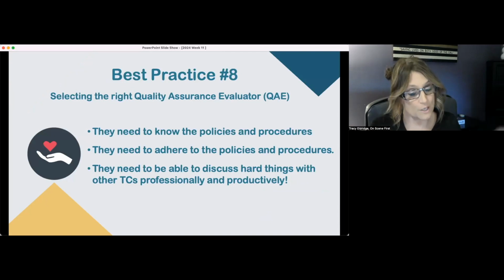There's a difference between knowing and doing. So again, quality assurance evaluators should not only know the policies and procedures, they should be following the policies and procedures. And they need to be able to discuss hard things with other telecommunicators professionally and productively, right? So who is that person? Are they able to have hard conversations? Are they cut and dry?